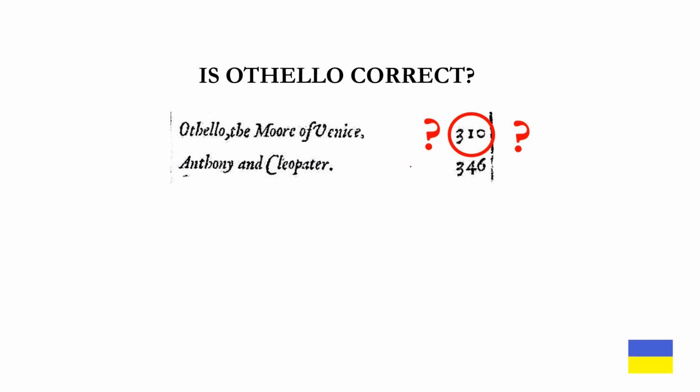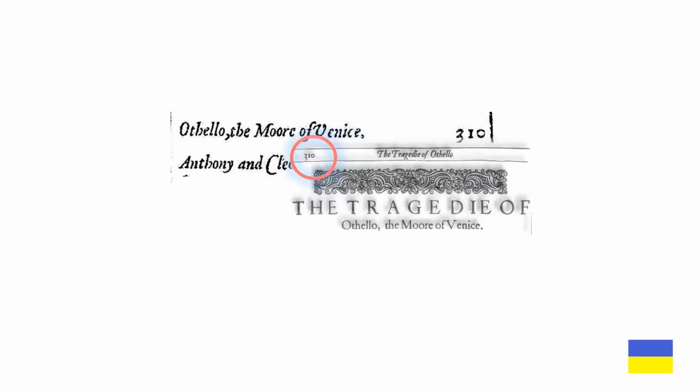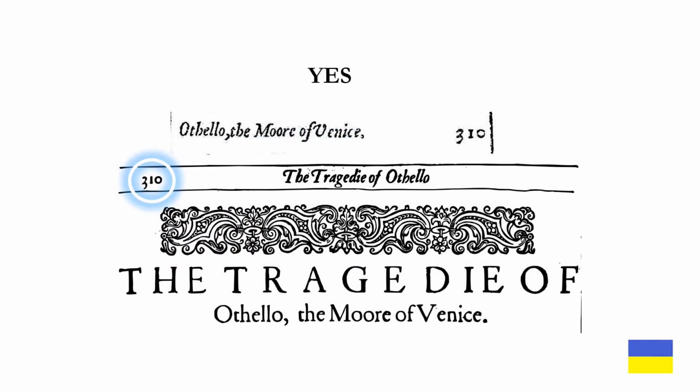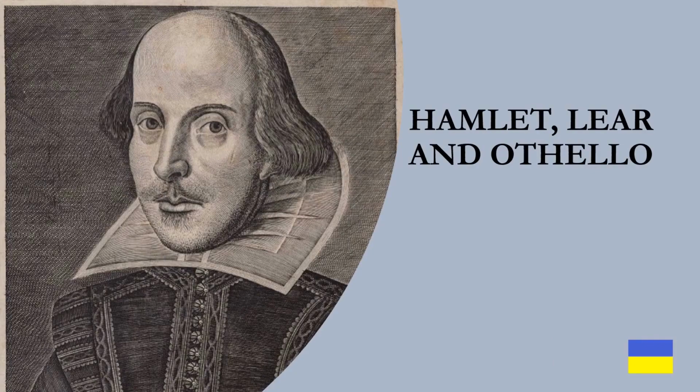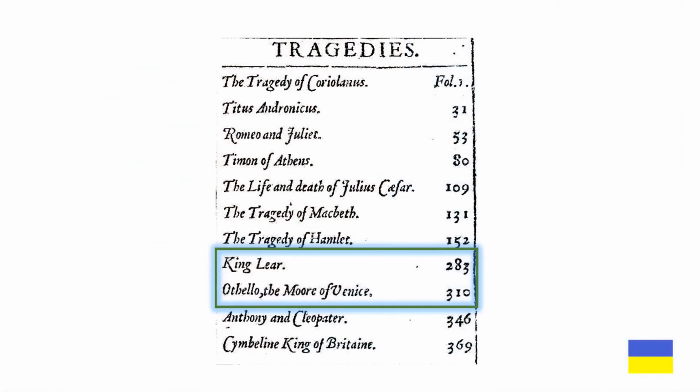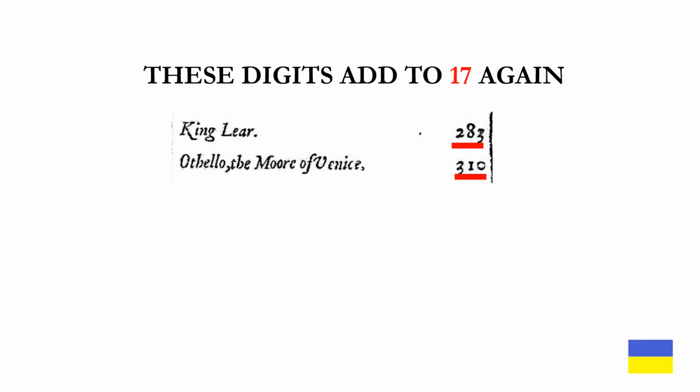The next question to ask is, is Othello correct? Does it really begin on page 310? Yes, it does. But that brings us to another interesting enigma, presenting the Hamlet, Lear, and Othello enigma. King Lear and Othello create another perfect step adding ladder because all of their digits add to 17. 2, 8, 3, 3, 1, 0.